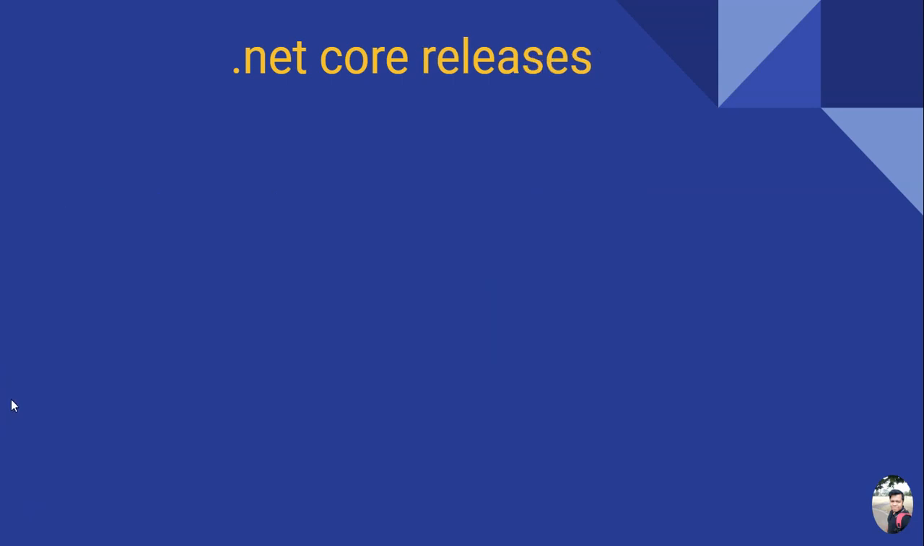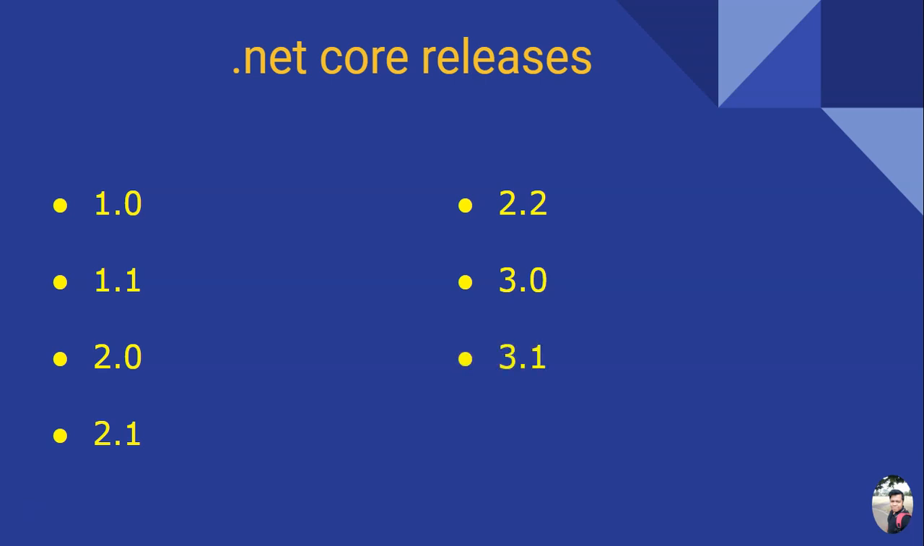Now let us see different releases of .NET Core. The first release came up in the year 2016. The version was 1, and then it was 1.1, then 2.0, 2.1, 2.2. Recently they released 3.0, and in January 2020, 3.1 has been released. So we'll see how we can start working with .NET Core.